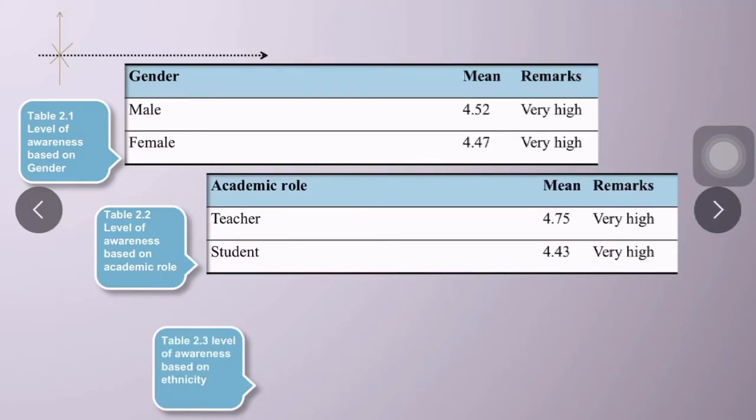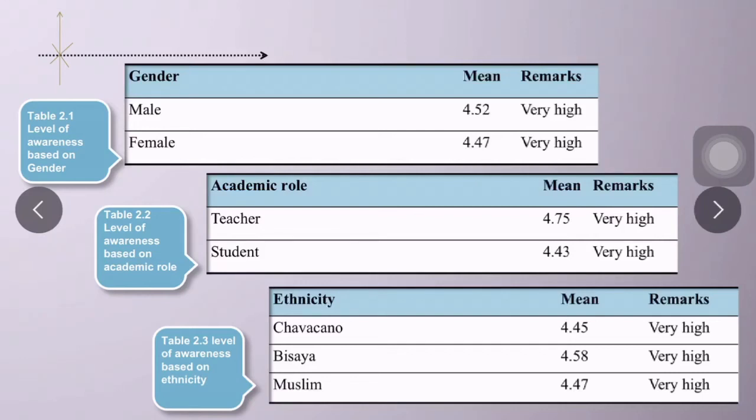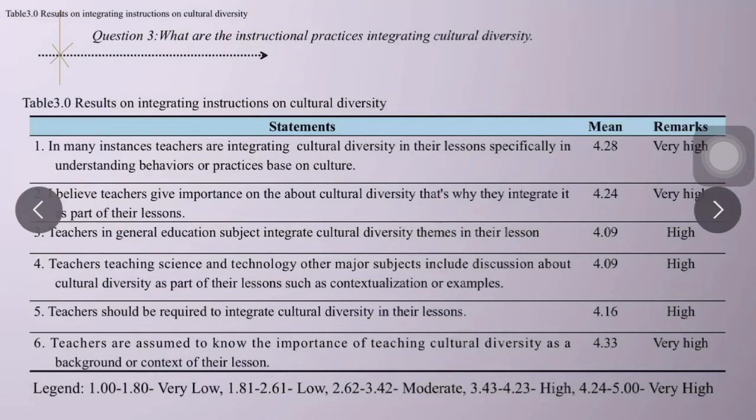Table 2.3 based on ethnicity. They also got very high remarks, which means they are also aware, or they have high awareness, on cultural diversity. Question 3. What are the instructional practices integrating cultural diversity? Table 3.0, result on integrating instructions on cultural diversity.